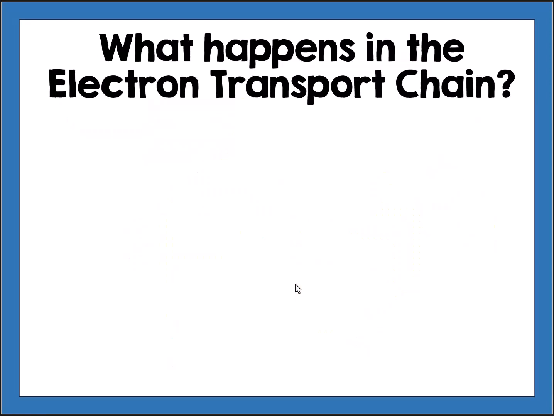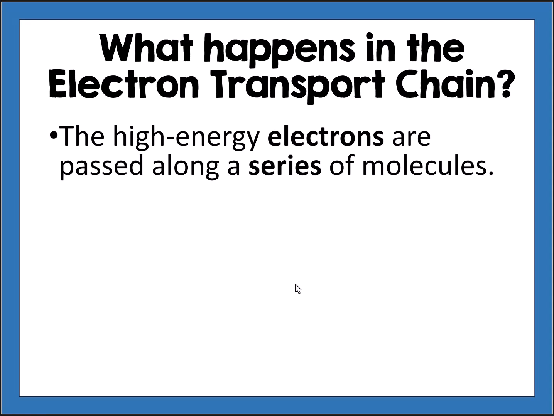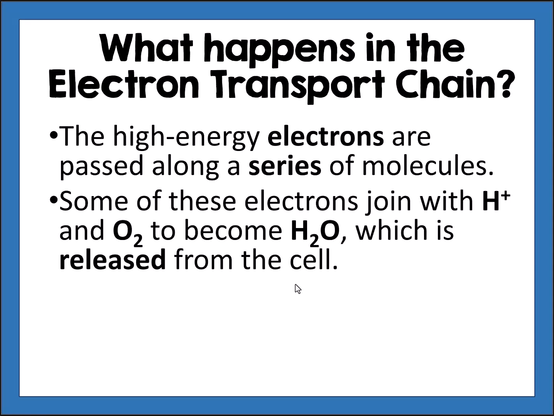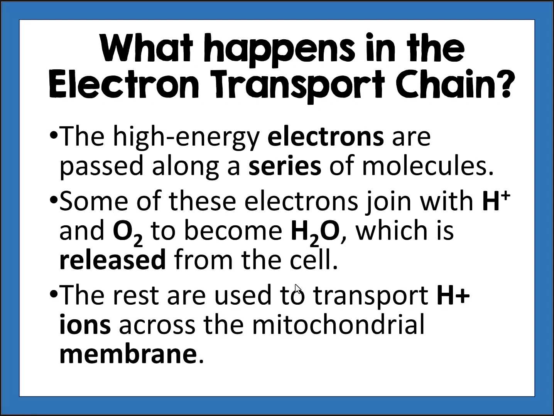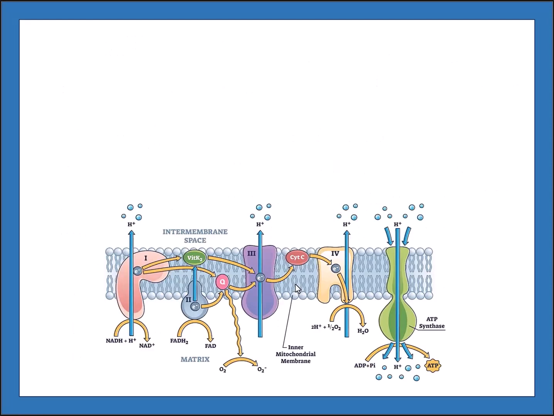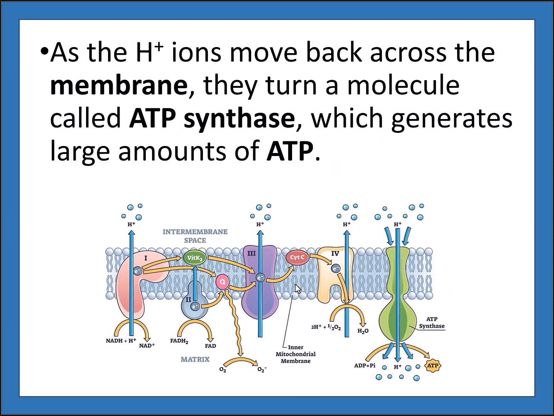And moving on to our 3rd step of aerobic respiration, the electron transport chain. In the electron transport chain, high energy electrons are getting dropped off from those bus molecules, and they're being passed along a series of molecules. Some of those electrons are going to join with hydrogen and oxygen to become water, and that's going to be released from the cell. The rest of them that aren't being released as water are going to be used to transport protons across the mitochondrial membrane. So here's what it looks like.